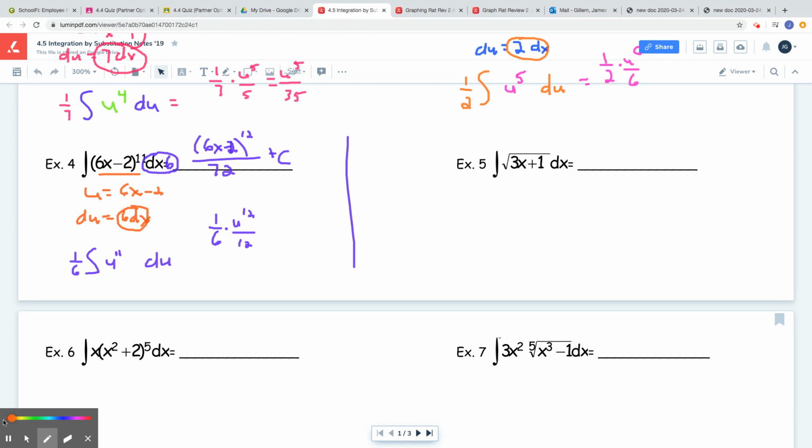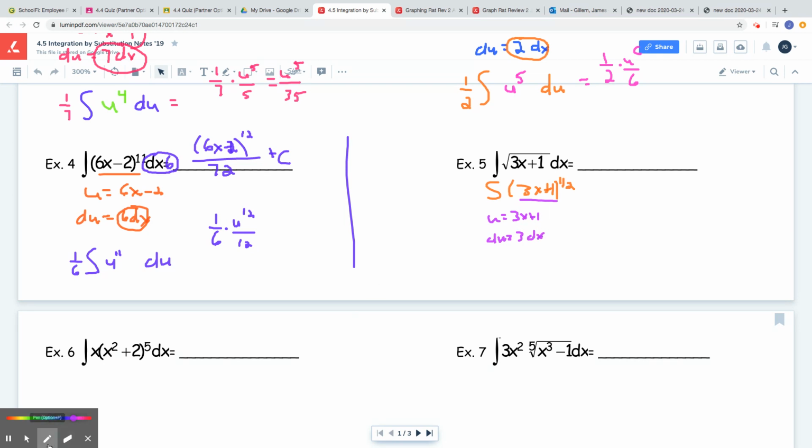Now, what's a little different for number 5? This can be rewritten. Remember, the square root is really 3x plus 1 to the 1/2. So what is our inside? Our inside is still 3x plus 1. That's on the inside of the square root, or if I rewrote it this way, on the inside of the parentheses. So our u is going to be 3x plus 1. Our du is going to be 3 dx.